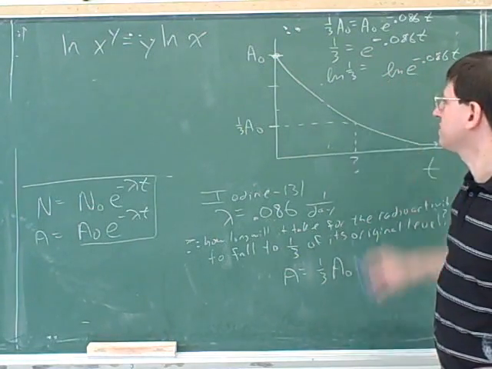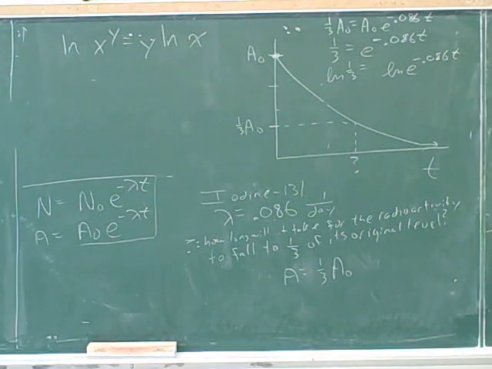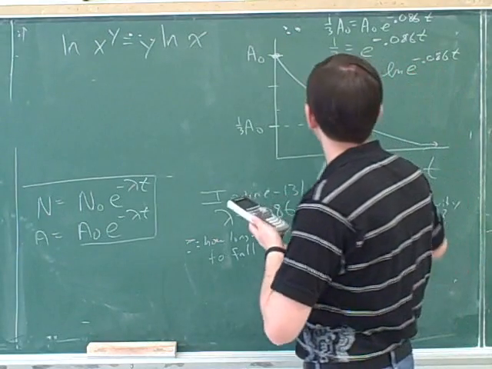You can take the log of the left if you take the log of the right. And let's use our calculator to find the log of a third. So that's negative 1.09, so negative 1.1.